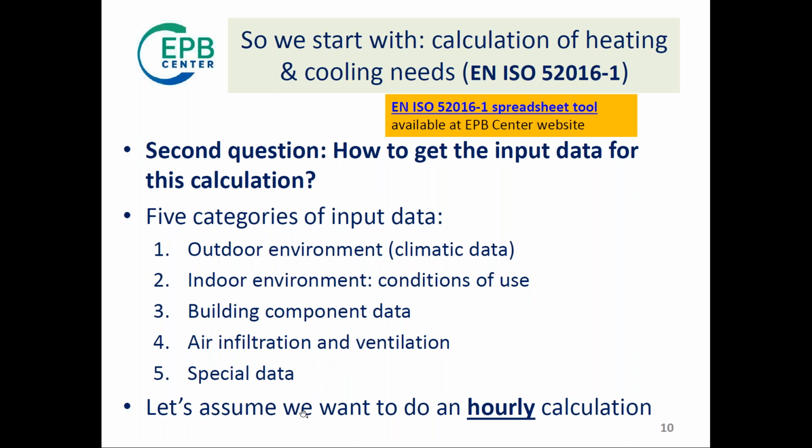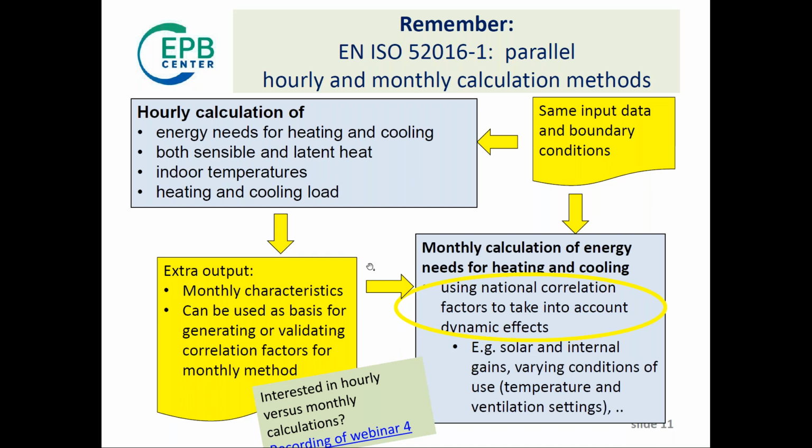And I start with the assumption that we want to do an hourly calculation. And that brings me actually to a slide which I showed before in the previous webinar, just to remember that the EN-ISO 52016 has a parallel hourly and monthly calculation method. They use both the same input data and boundary conditions. So with the same input data and boundary conditions, you can choose for the hourly calculation, and you can choose for the monthly calculation. And often it's in the building regulations at national level, they make a choice between one or the other or both that may be allowed for the calculation in the context of the building regulations.